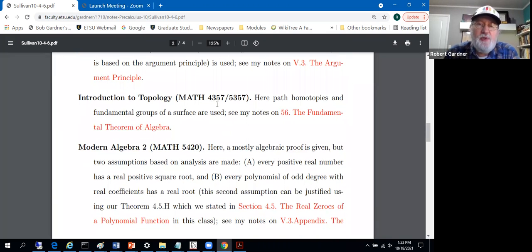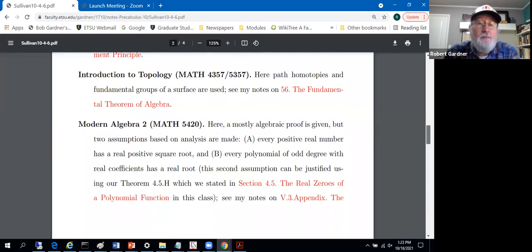In Introduction to Topology, a senior graduate level topology class, path homotopies and fundamental groups of surfaces are used to give a proof of the fundamental theorem of algebra. This proof is actually somewhat related to the intuitive presentation that I mentioned before, though the math is all clean and rigorous here and requires a good deal of background.